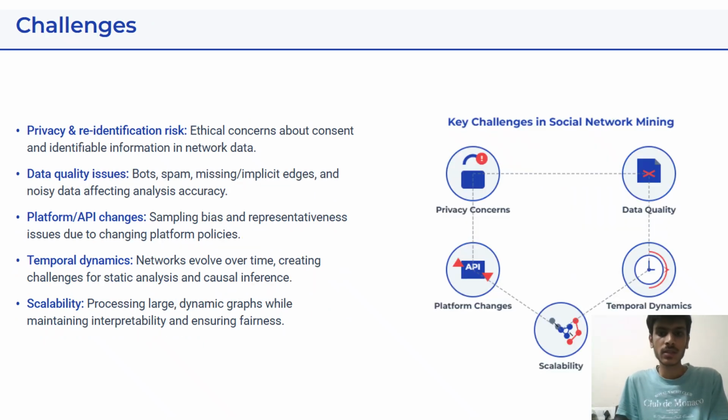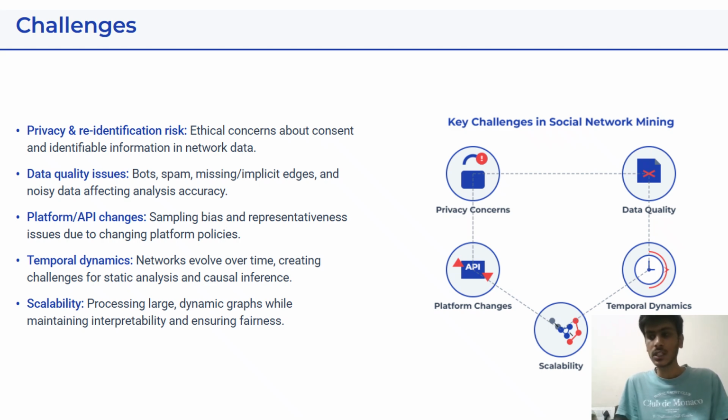So the next topic is about the challenges. What are the challenges we are facing currently in this system? First is the privacy and re-identification risk. For example, the data are coming from the websites, or we can say the server. Sometimes the servers are not protected, so they can be easily hacked by hackers.